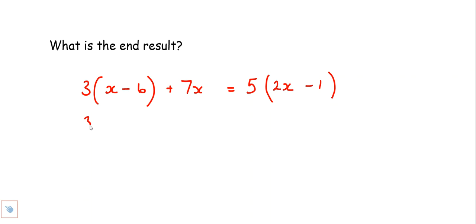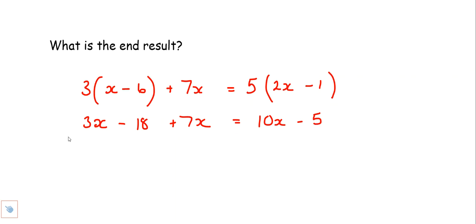So 3 times x would be 3x minus... oh, I blanked. 18. And then I've got plus 7x. And on this side, 10x minus 5.